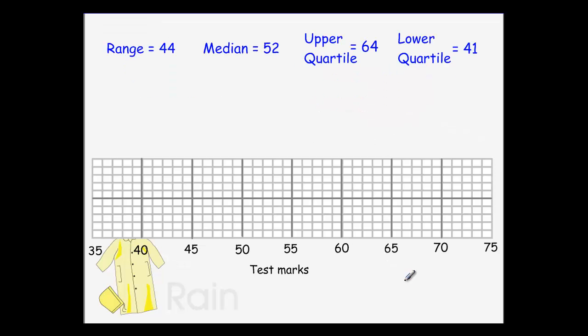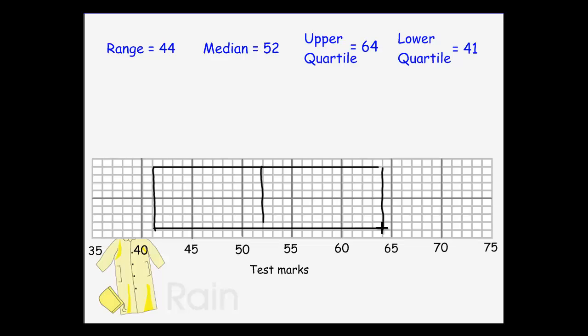We now have enough information to actually plot our box plot. So we know the median is 52, the range is 44, the upper quartile is 64, the lower quartile is 41. So we're going to draw a line where we have our median. We're going to draw another line for our lower quartile. Another one for our upper quartile. And we're going to join up these lines we've just drawn into a box. So that gives us the box part of it.